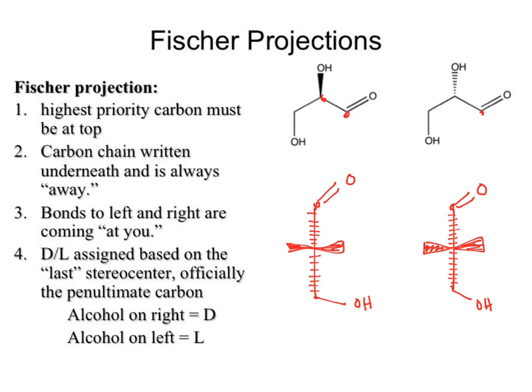Fischer projection, your highest priority must be at the top. So when we do this rotation down, this highest priority index finger has to come up that way, right? Which means this OH being wedged is always going to show up on our right-hand side. If we go through and do the other one, what you'll notice is the OH ends up on the other side.